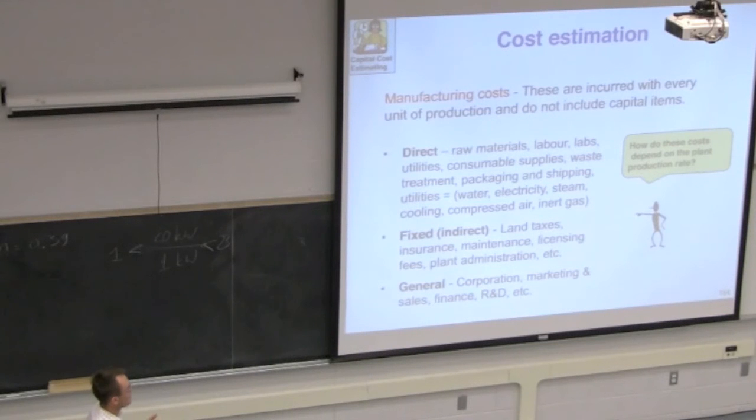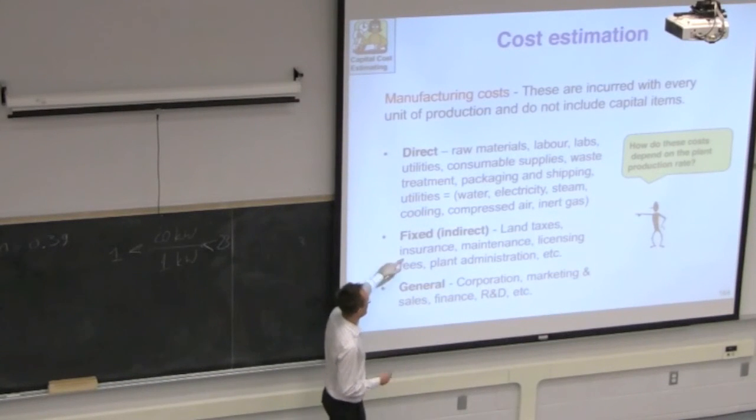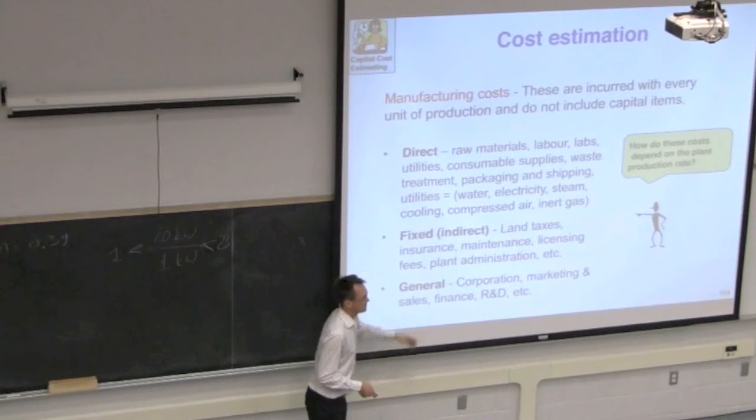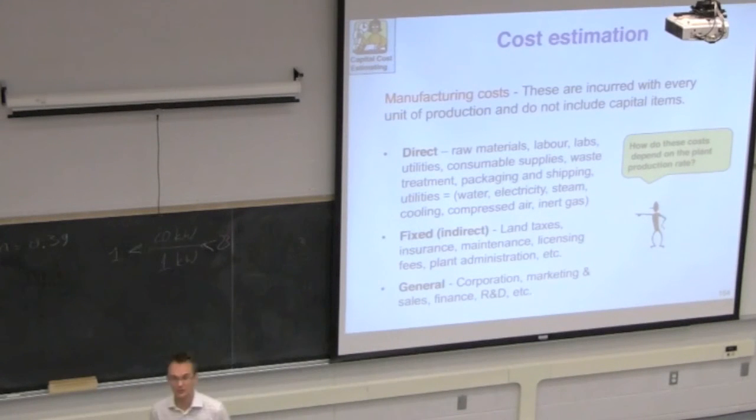We have some other costs that we have to pay no matter what. Taxes to the government for our land, insurance, maintenance, licensing fees, patent fees. And then we have all the other overheads for marketing, R&D, and the other people in the company that help make the whole unit a success.